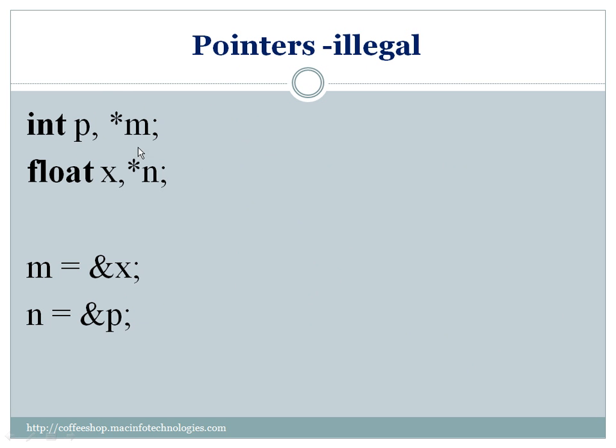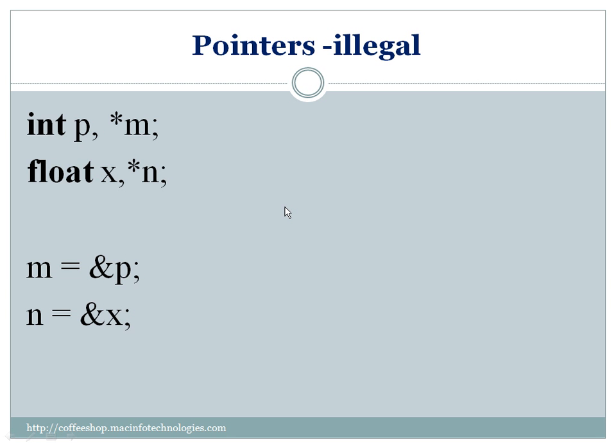It is illegal to assign a pointer like this. For example, we have a variable p and a pointer m of type int, and we have a variable x and a pointer n. We cannot give the address of a float variable to m, because m is of type int and x is a float. Again here, n is of type float and we cannot give the address of an int variable. This is illegal, this is wrong, you should not do this.